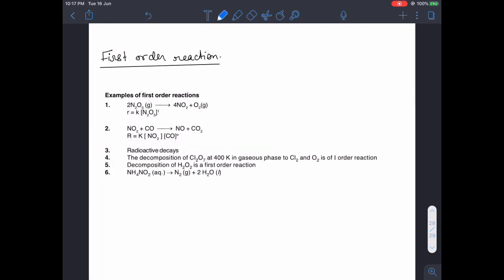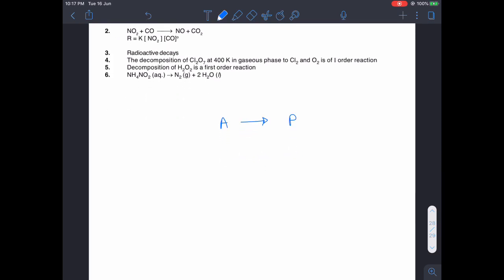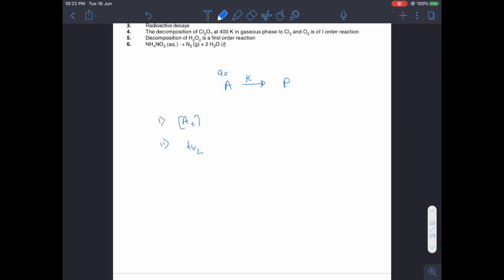Let us consider a very simple hypothetical reaction in which a reactant A is converting into a product P, which is given as first order, the rate constant is K and the initial concentration of A is A0. Now, what do we have to figure out? Number 1, the concentration of A as a function of time. Number 2, half life for this. Number 3, degree of dissociation as a function of time. Number 4, T 99%.